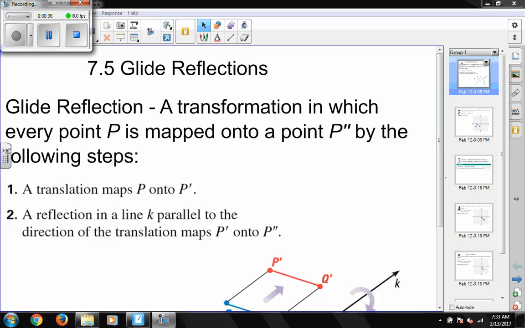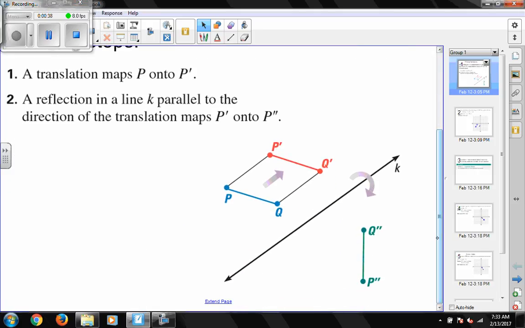So really, if we look at our picture here, we're going to slide point P over to P prime, and then since that moved in a straight line, we're going to reflect it over this line K here, and we will get the point P double prime. So that's what a glide reflection looks like. It's really beginning to start our process of combining multiple transformations into what looks like one.